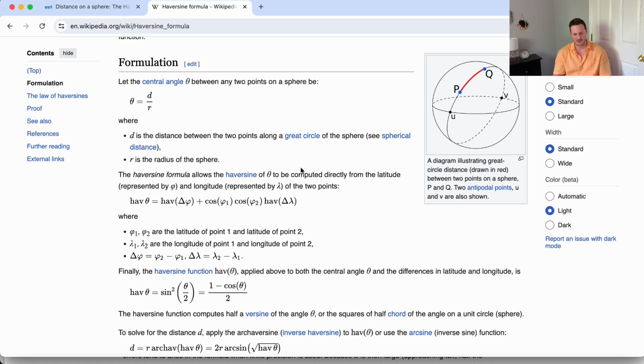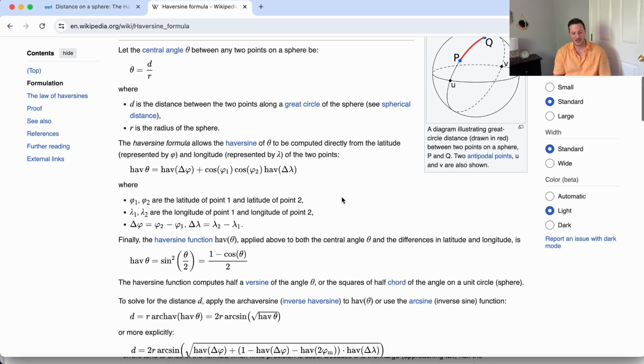Just before we start that, you can see at the top here, theta equals d over r, where d will be the distance we're looking for, that arc length on the sphere. On the diagram here, it is the red line. This simply comes through if you think about taking the center of the circle and connecting it to Q and P with a radius. That is simply a sector of a circle, and the arc length is our theta in radians. So that is a simple rearrangement to give you theta equals d over r.